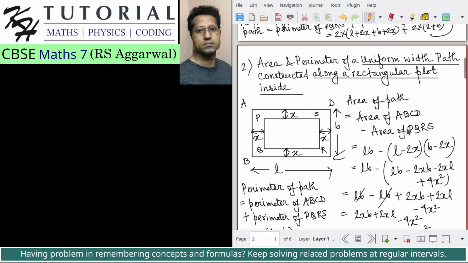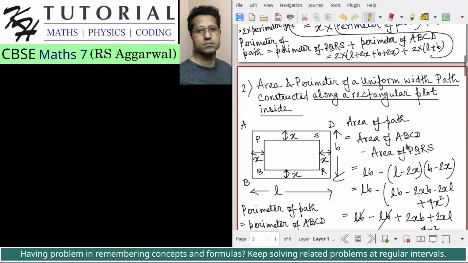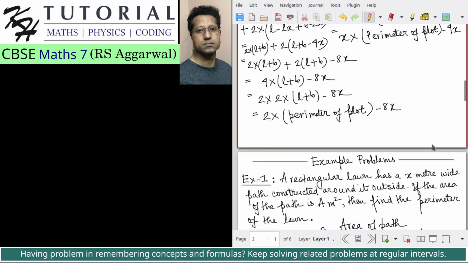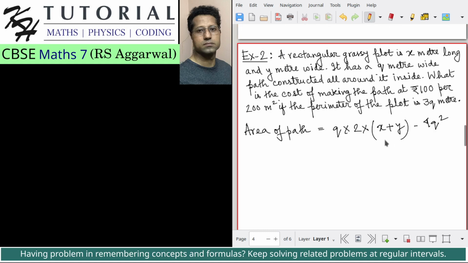Please try to remember that when the path was constructed inside the rectangular plot, the area of the path was x into perimeter of the plot minus 4x square, where x is the width of the path. So in this problem, the width of the path is given to be q, and the length and width of the rectangular plot is given as x meter and y meter. So the perimeter of the plot becomes 2 into (x plus y), and we have the width of the path as q. So this is the area of the path.